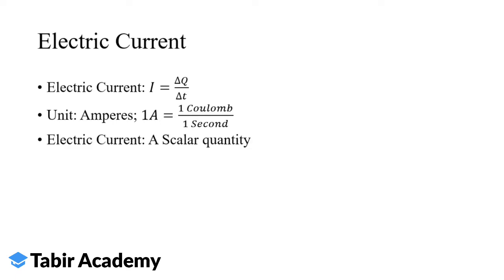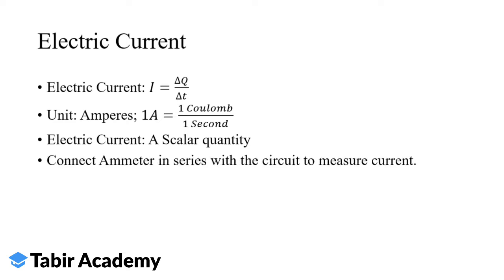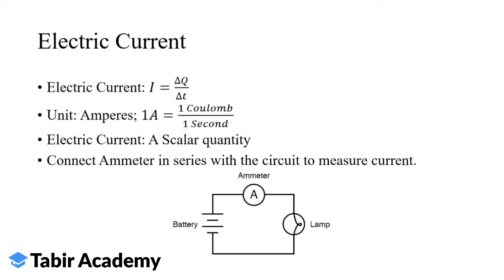Electric current is a scalar quantity. If you want to measure electric current in a circuit, then make sure to connect an ammeter in series with the device in which you want to measure the current. Okay. For instance, let's consider this figure in which you want to measure the current through the lamp. So we have to connect the ammeter in series.